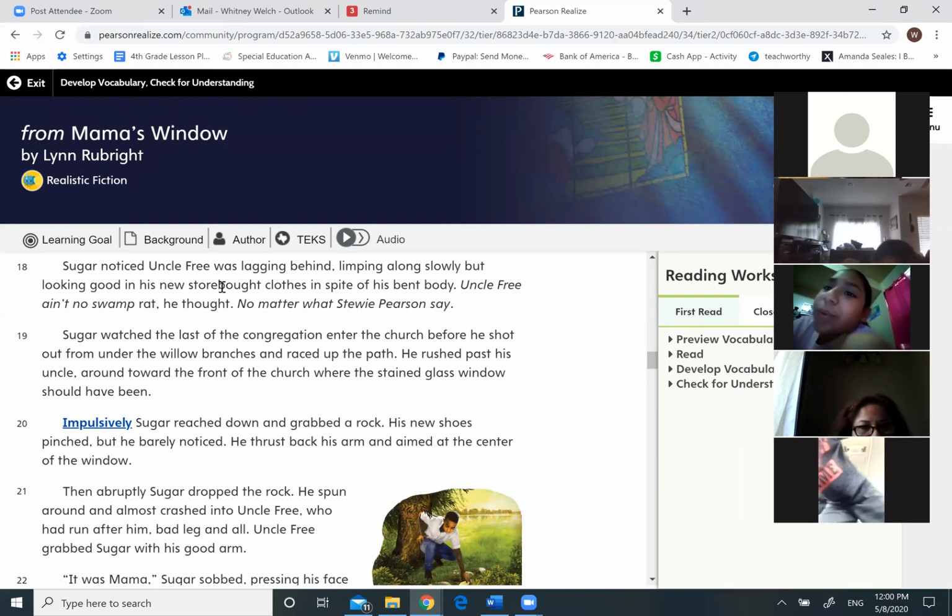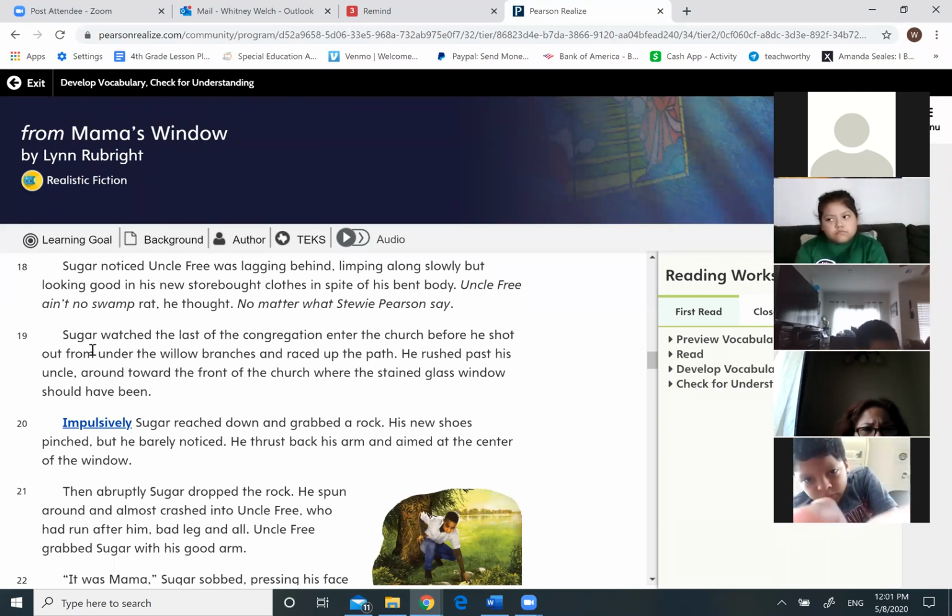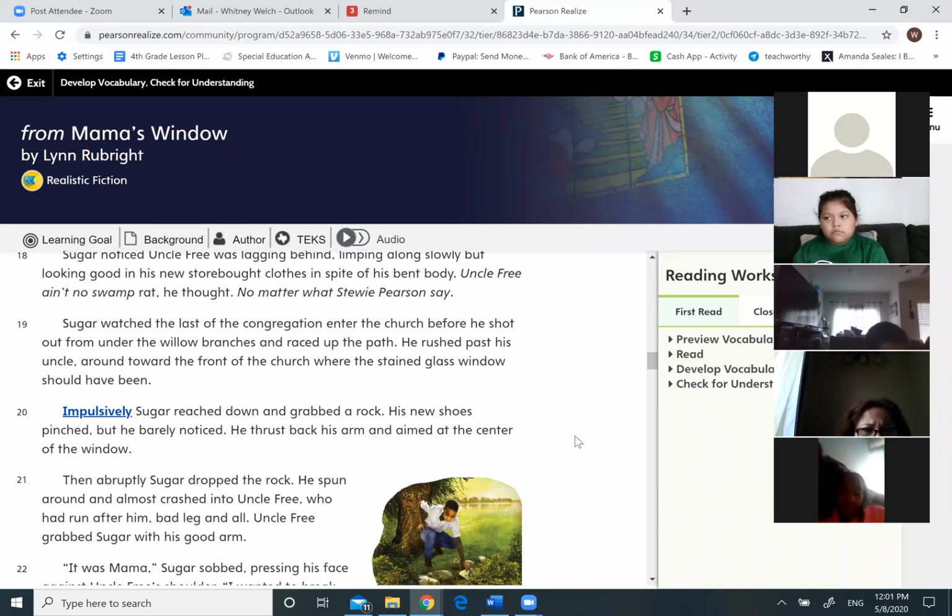Sugar noticed Uncle Free was lagging behind, limping along slowly but looking good in his new store-bought clothes, in spite of his bent body. Uncle Free ain't no swamp rat, he thought, no matter what Steven Pearson say. Very good. Yennefer? Sugar watched the last of the congregation enter the church before he shot out from under the willow branches and raced up the path. He rushed past his uncle, around toward the front of the church where the stained glass window should have been. Okay. Jonathan, thank you.